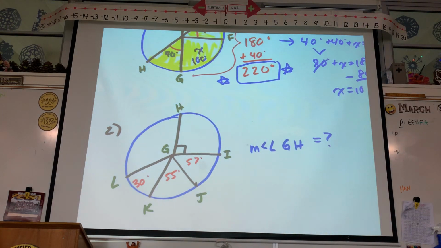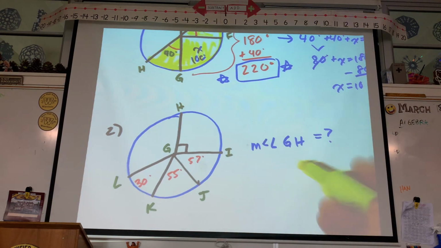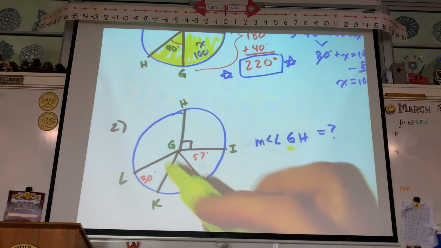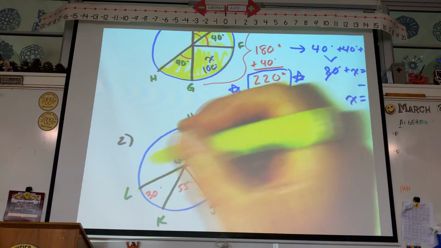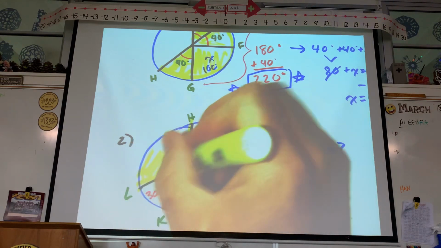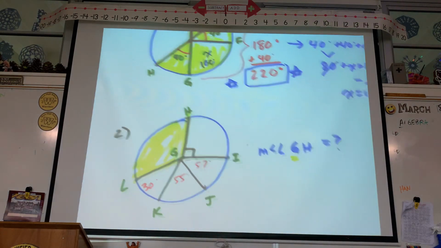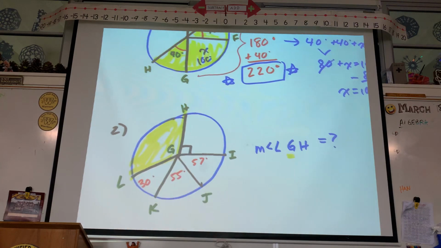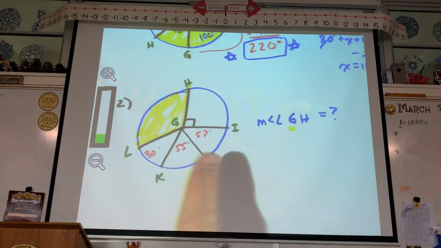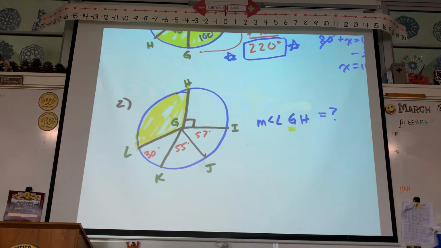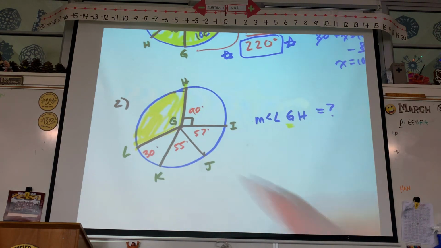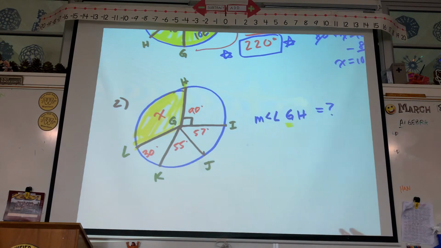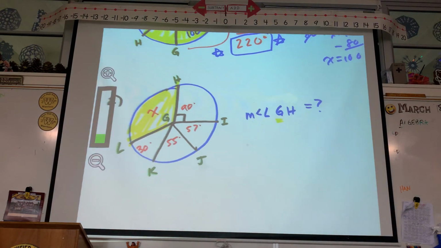All right? Let's trace the angle. LGH. Remember, the middle is the vertex, and that's our central point. LGH. We got this right here. Look, it's this. It's the whole thing. It's that big piece over there. So let me ask you this. What's that mean? You're right. It means it's a 90 degrees. That's the 90-degree window. We're trying to find x. What is our big equation here?